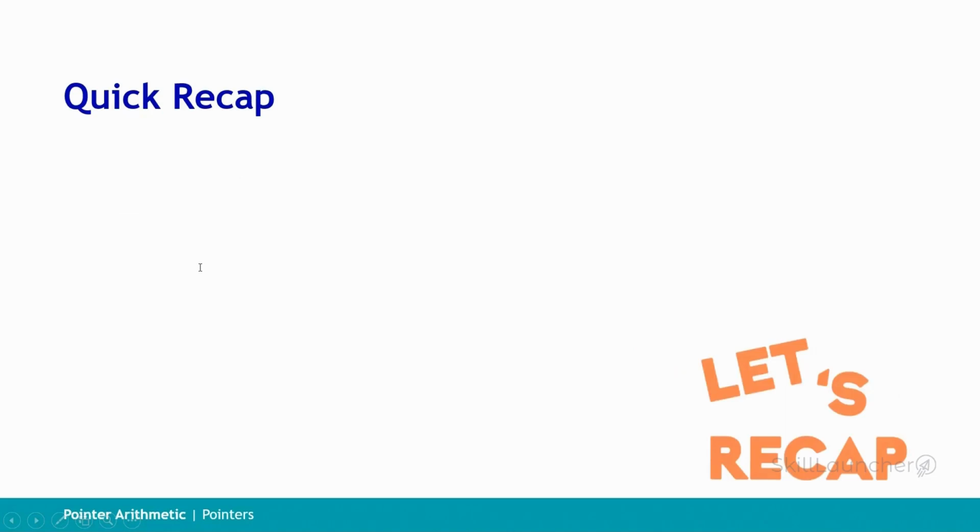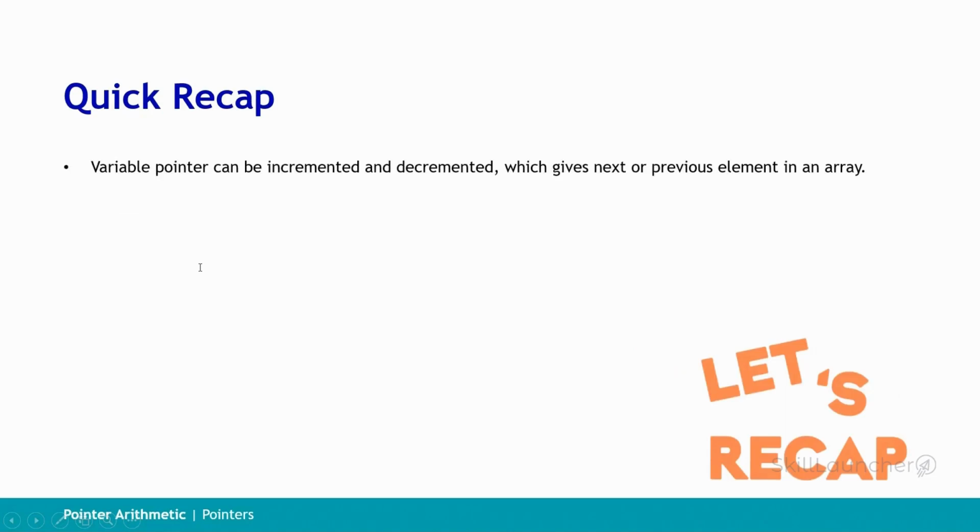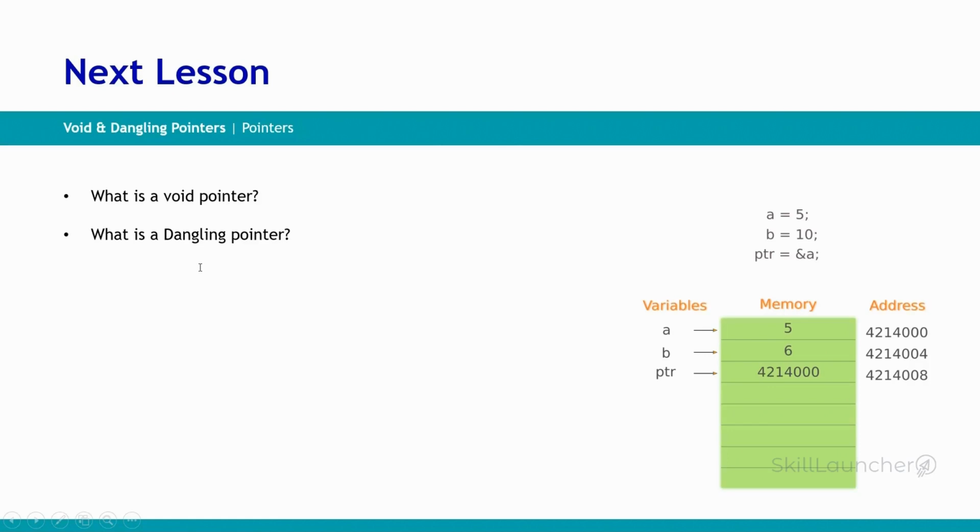Let's have a quick recap. A pointer variable can be incremented and decremented, which gives the next or previous element in an array respectively. Rather than just jumping by 1 byte, it jumps to the next element by taking the corresponding bytes. The addition of pointers is not allowed. In the next coming lesson, we would be learning void pointers and dangling pointers in detail.